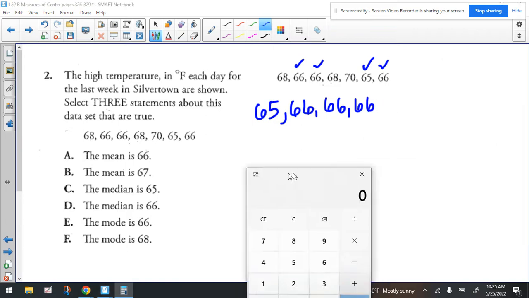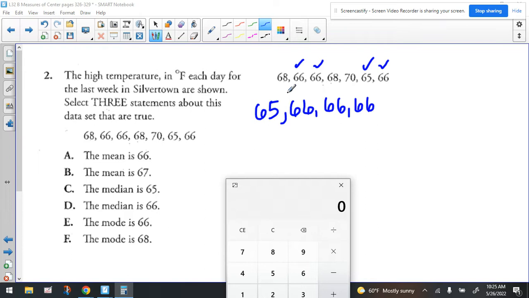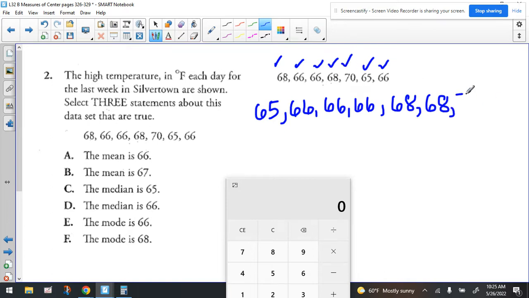Move my calculator out of the way. And then next would be, looks like a 68. A couple of those. Followed by a 70. All right, so next let's count to make sure we have them all. In the original data set, we have 1, 2, 3, 4, 5, 6, 7 data points. In fact, I think it's a good idea to write that down, 7 data points. And we have 1, 2, 3, 4, 5, 6, 7 data points.